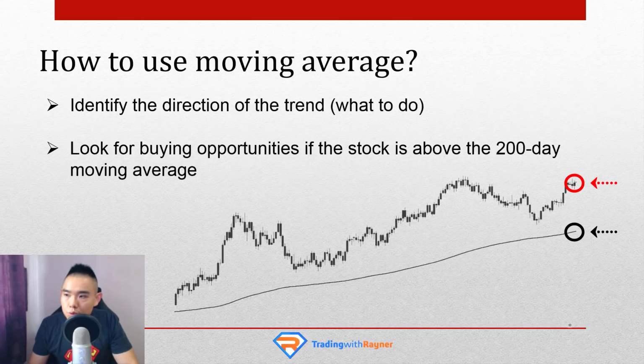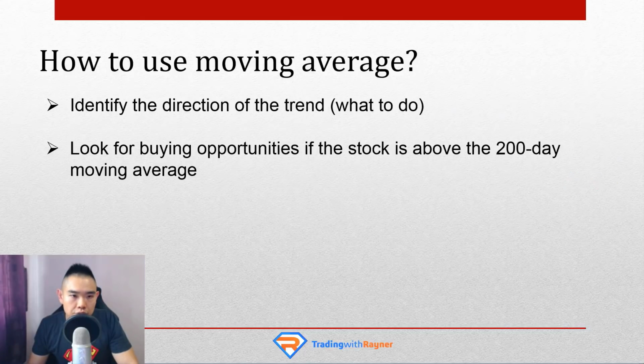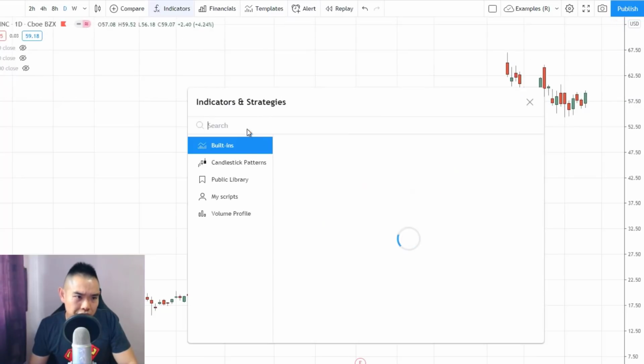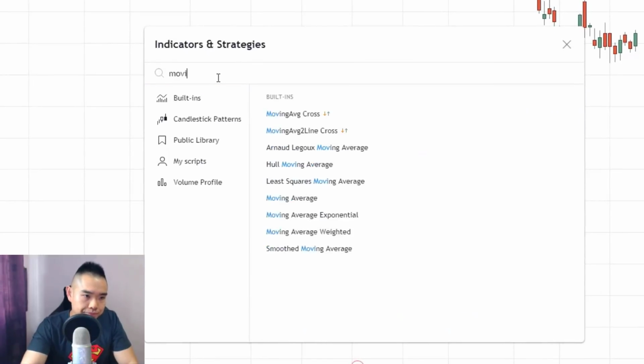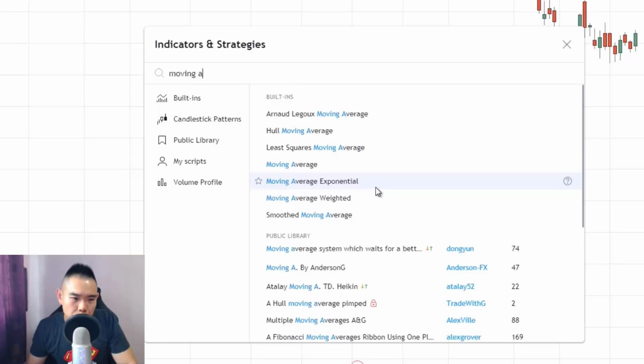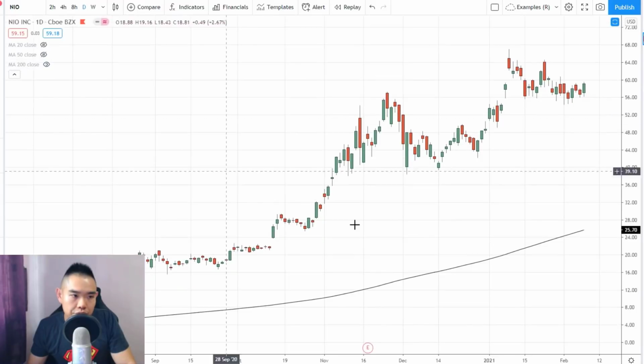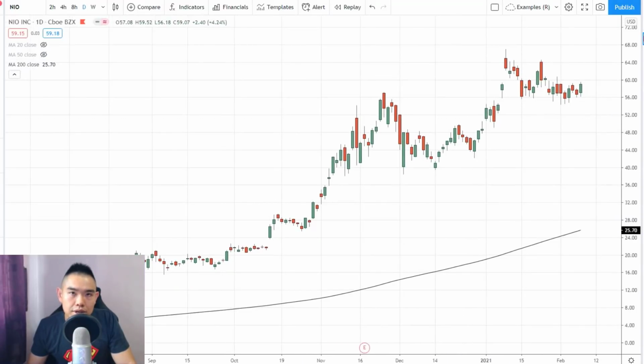So let me share with you a few charting examples so you know what this looks like. If you look at this chart over here, all you need to do, if you're using TradingView, is go to indicators and look for moving average. You can see over here they have exponential, weighted, or the normal one. Honestly, it's not going to make much of a difference. In this case, it's just a normal moving average that I have over here. And you can see that the price now is above the 200-period moving average. This is the current closing price, and this is the 200-period moving average.